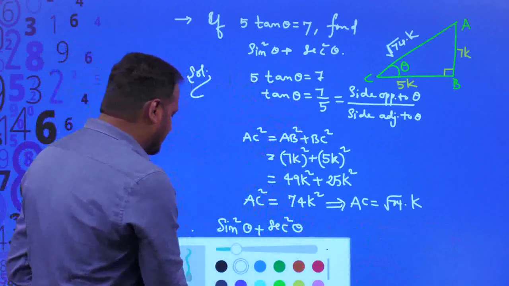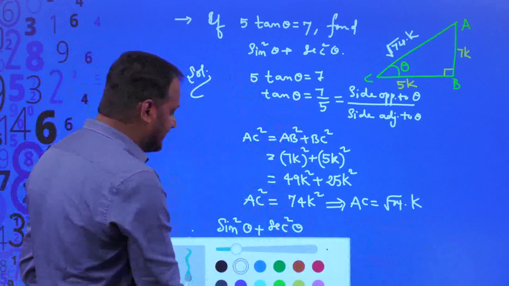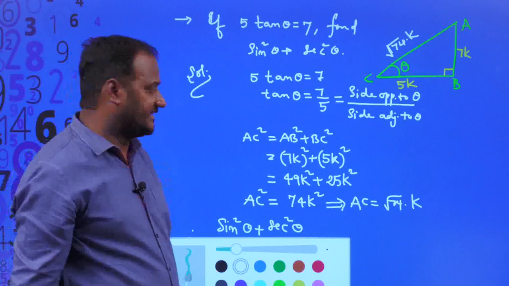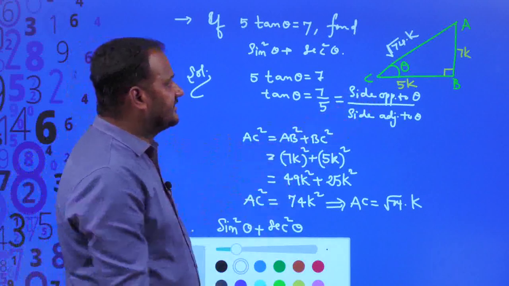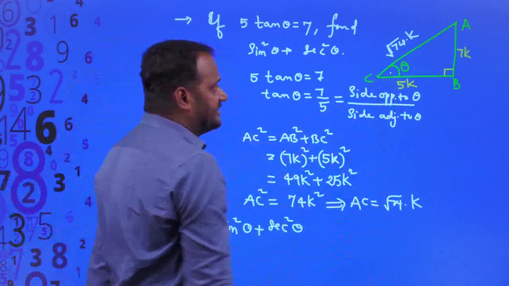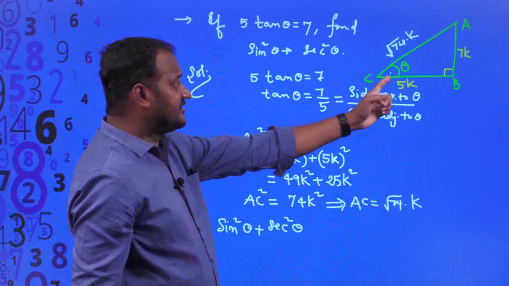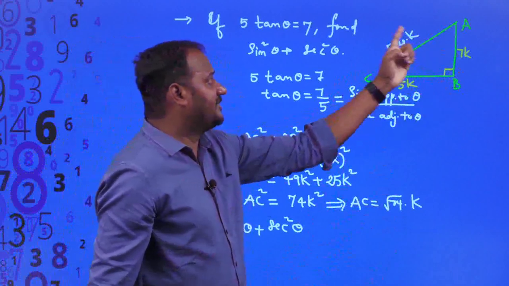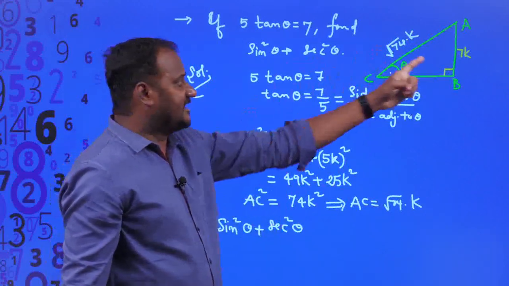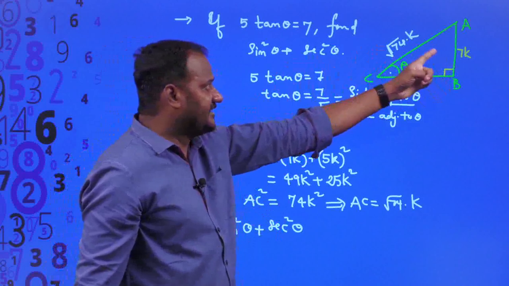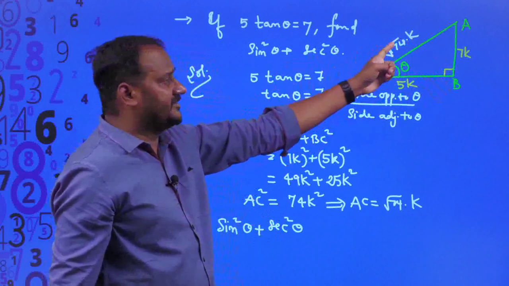Anyway, you are aware of the definition of sine theta and the definition of secant theta. What is the definition of sine theta here? According to this angle theta, sine theta is equal to the side opposite to theta by the hypotenuse. The side opposite to theta is going to be 7k and the hypotenuse is going to be root 74k.